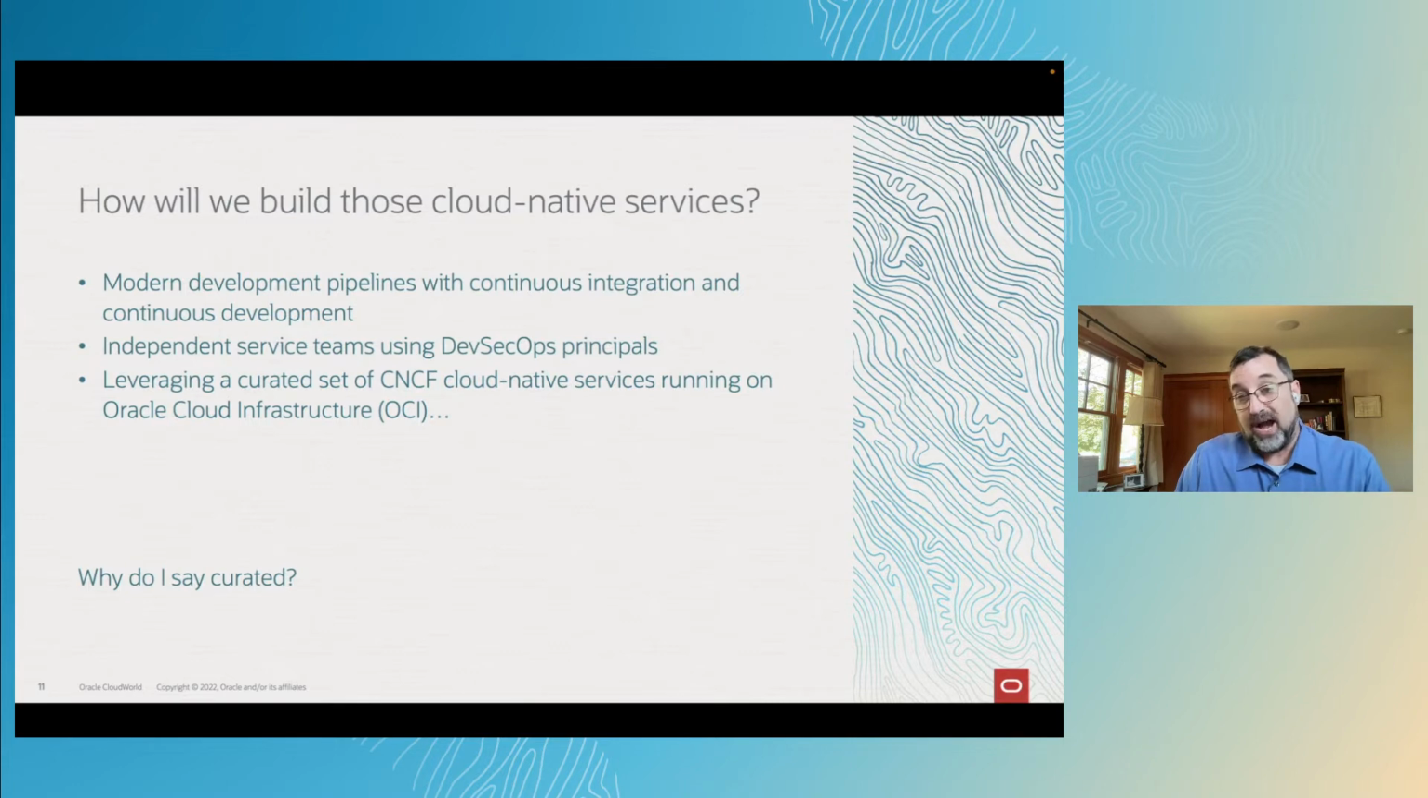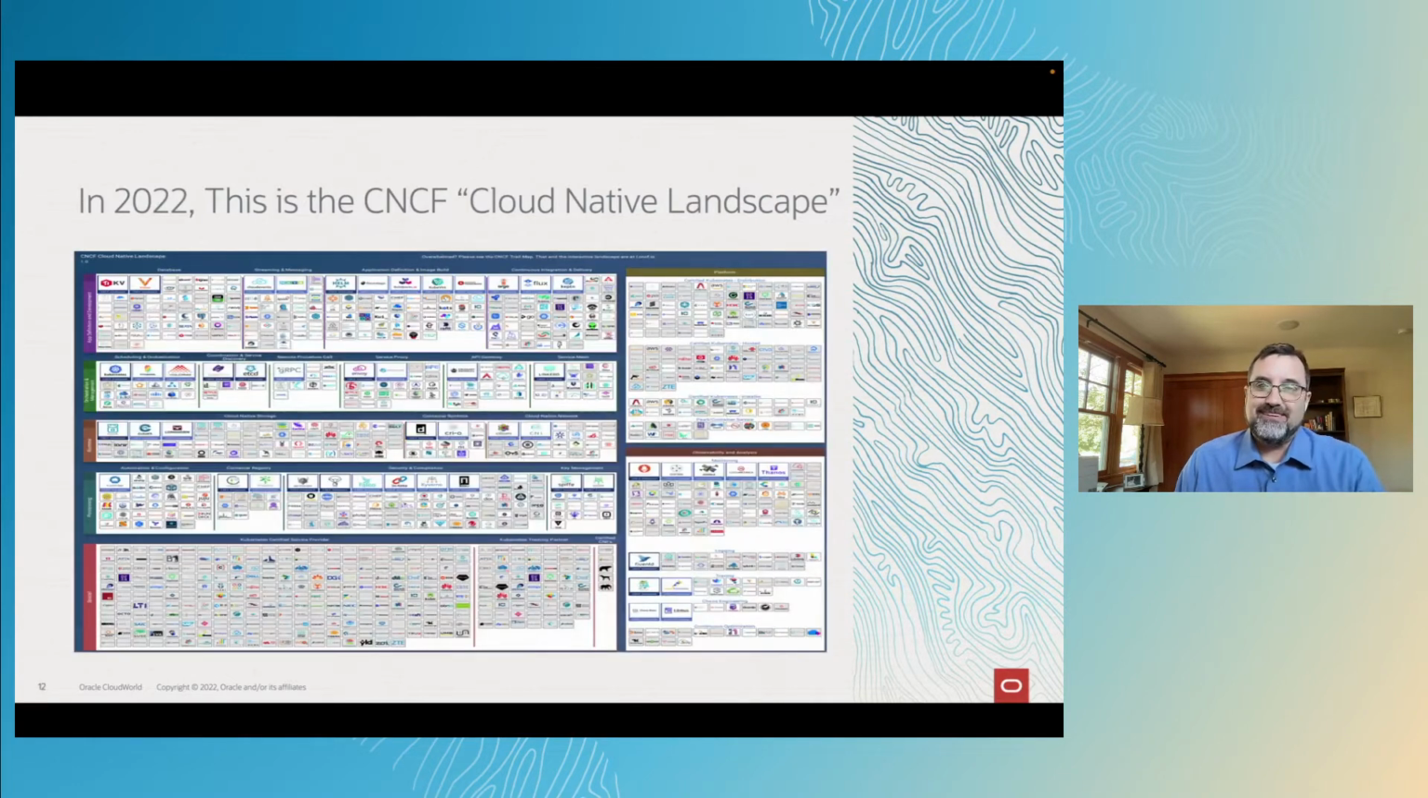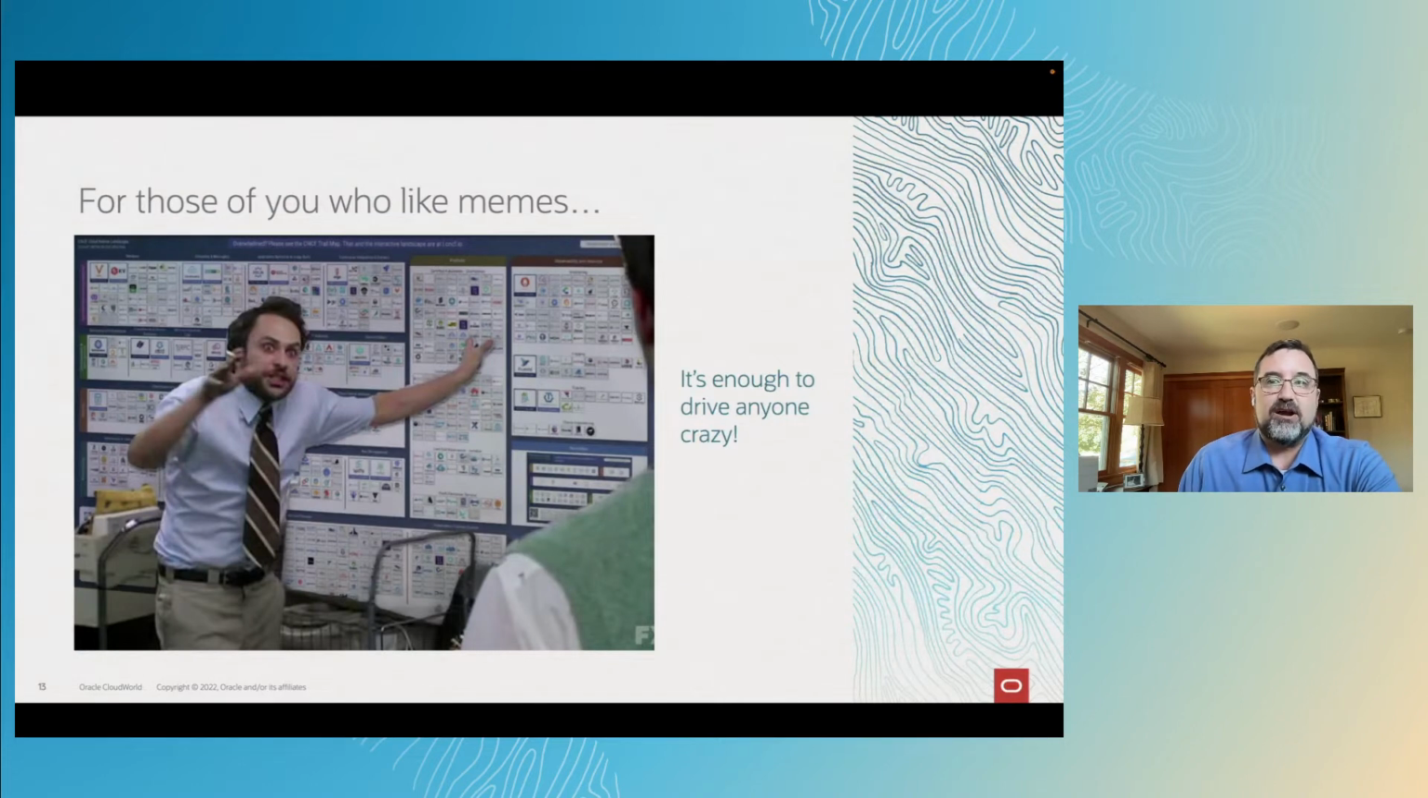So, why do I say curated? Well, this is the CNCF Cloud Native landscape. It is an eye chart. As you can see, I don't intend that anybody can actually read that. That's kind of the point. These are all independent projects, services, commercial, open source, et cetera, grouped into different categories. This is something that on the CNCF site, they keep up to date. But the point is it's enough to drive you crazy.